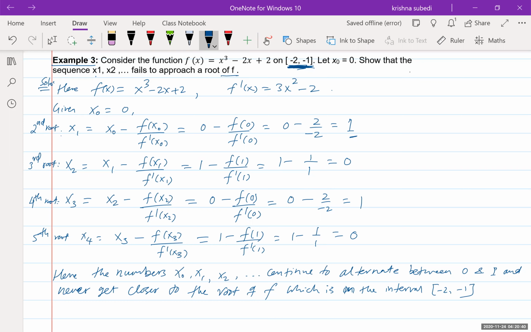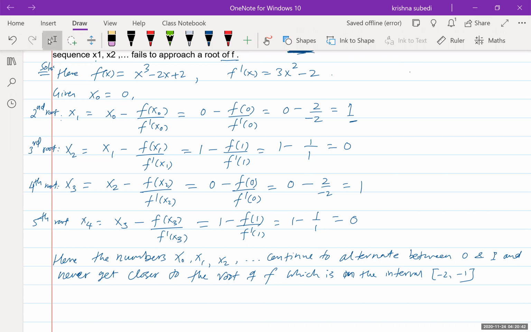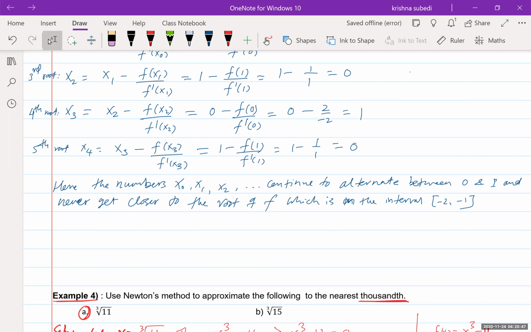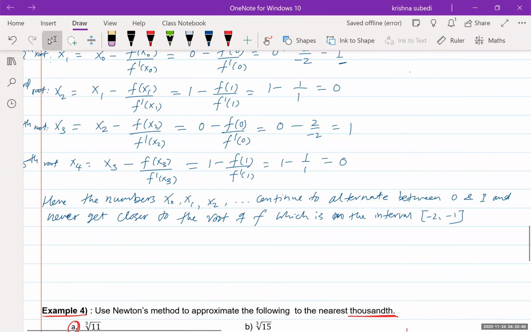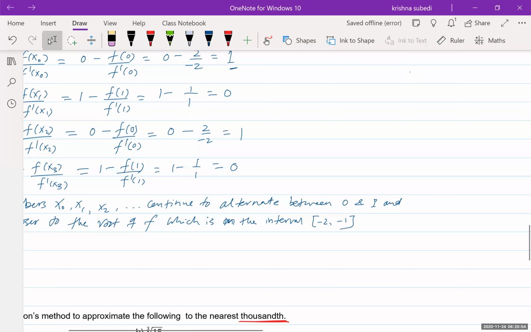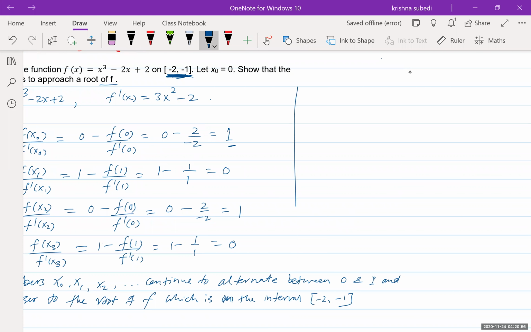So the reason is, let's draw the graph. What could be the reason why it is behaving so? Let us look at it very quickly. If I draw the graph of this function, the graph of f of x, the function is f of x equals x cubed minus 2x plus 2.